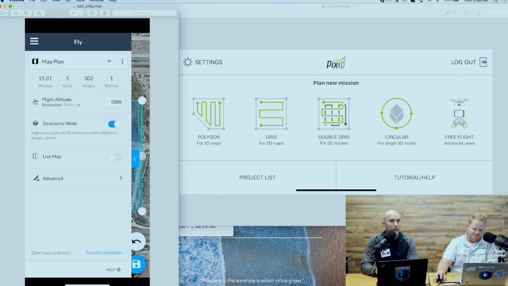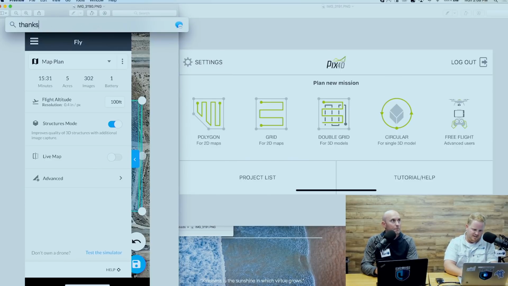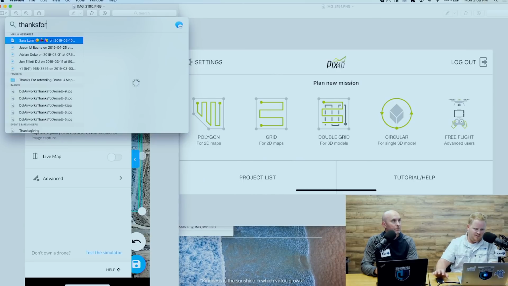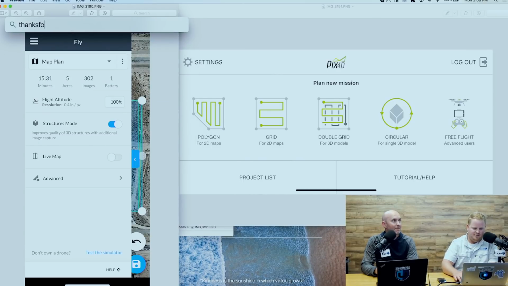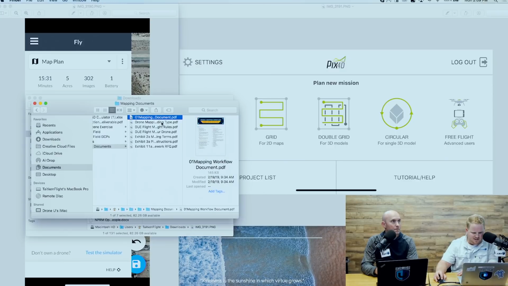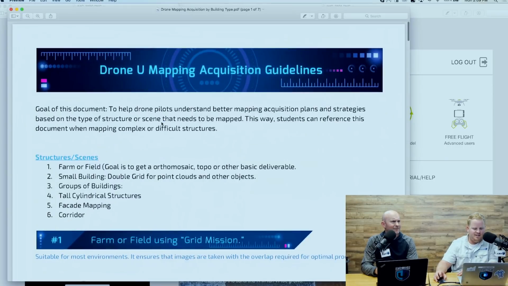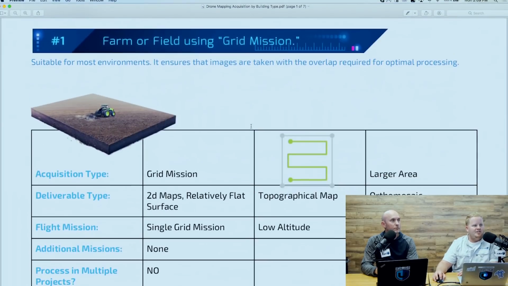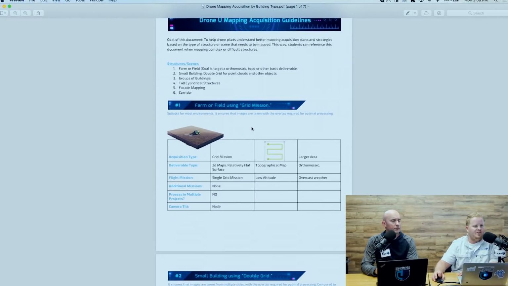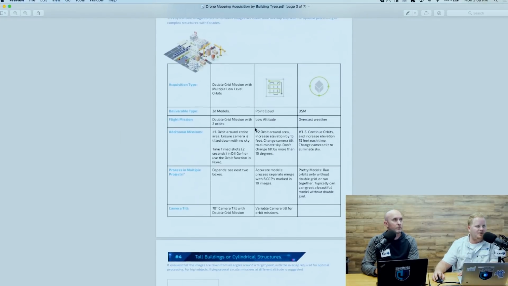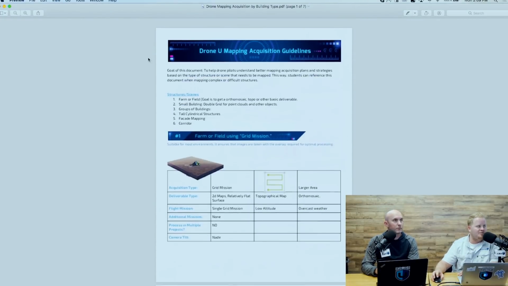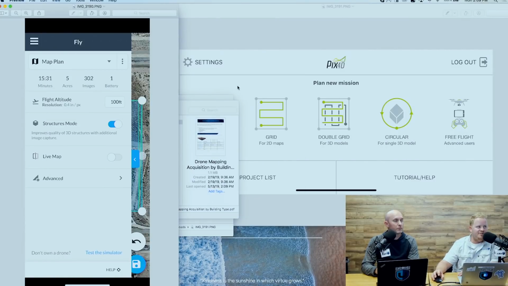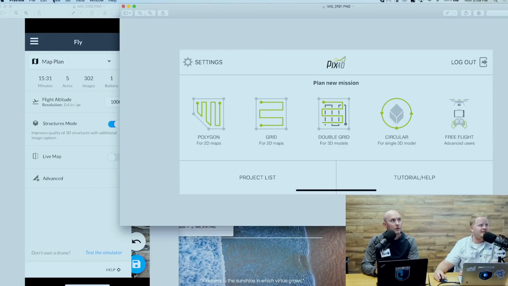Actually, that's why DroneU has this great thing. Let's see if I can find it. Thanks for attending a DroneU mapping class. Nope. So these are all the documents that we give out during trainings. They're not really available for online members. They're only given out at trainings. And as you can see here from this beautiful guide, it shows you all the different acquisition strategies for drone mapping. It's like a field guide, literally.